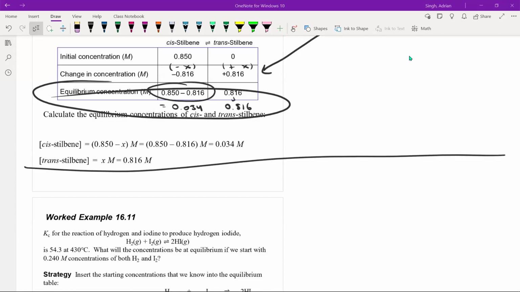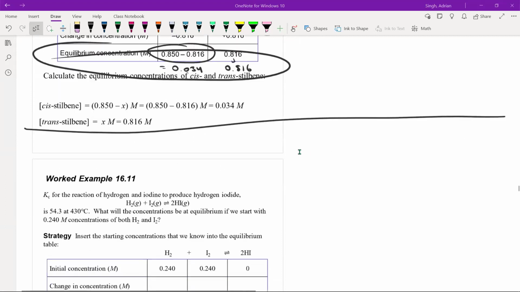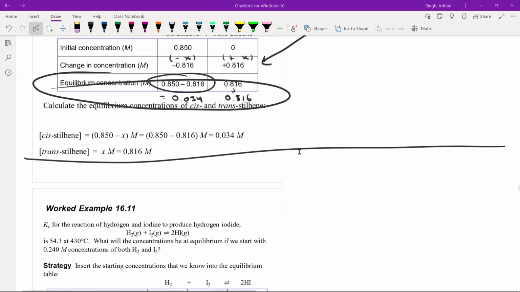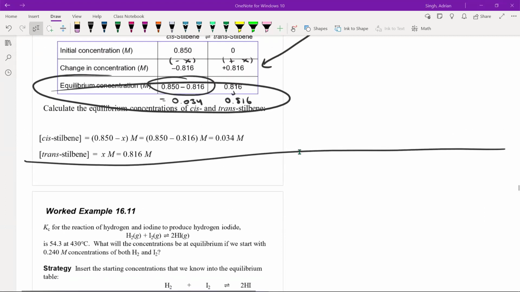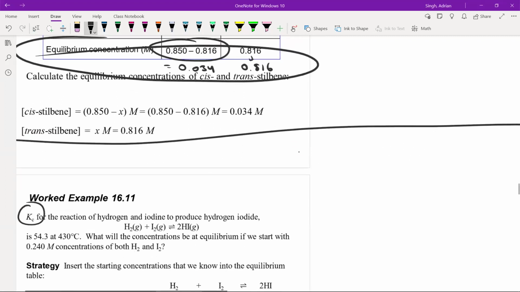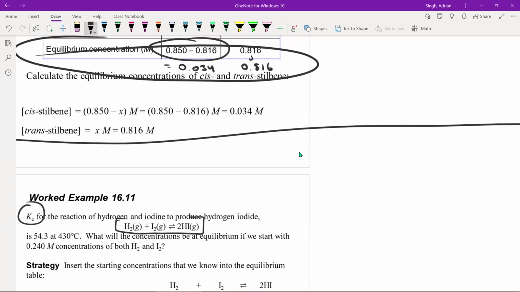All right, so now we're going to take a look at a couple other examples of how we can calculate the equilibrium concentrations. So here we have an example. We're told the Kc equilibrium constant for this reaction between hydrogen and iodine to produce hydrogen iodide. So H2 plus I2 to give HI. And again, with this equation, you always want to double check that it is balanced. Doesn't hurt to make sure that it is.